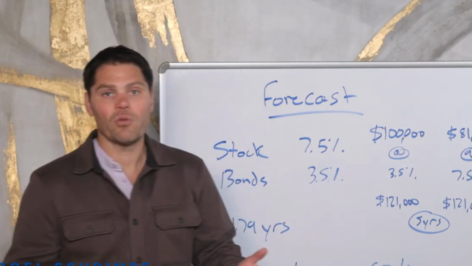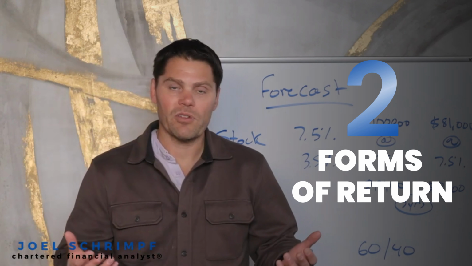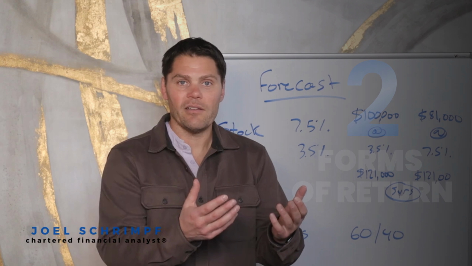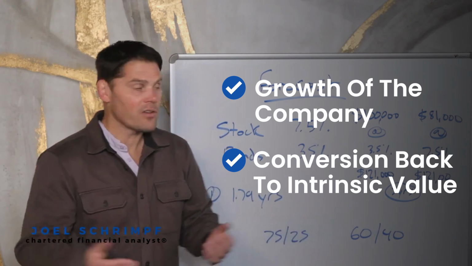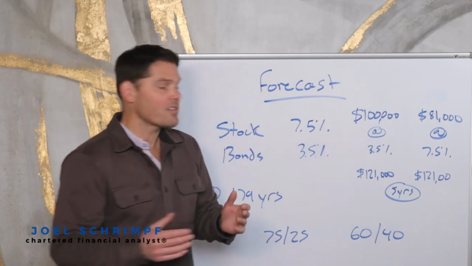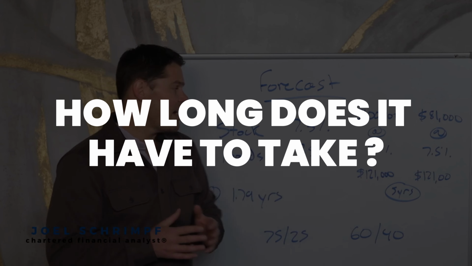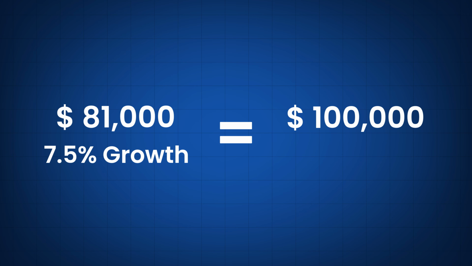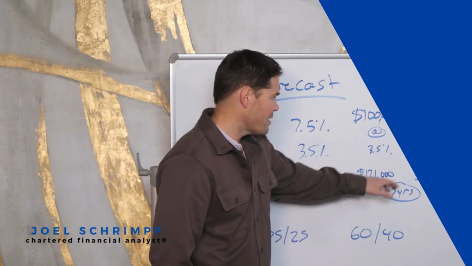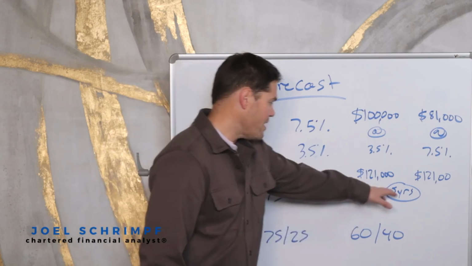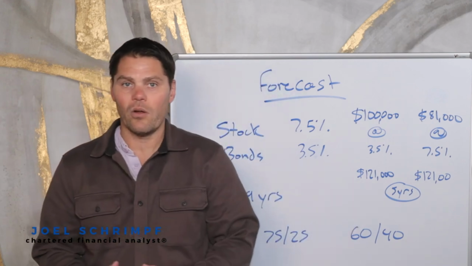But I want to understand, because we don't know when that's going to converge. We're using a simple rule that stocks have 2 forms of return: the return on the growth of the company, and then the conversion back to intrinsic value, which I've got other videos on. But we don't know where we're going to turn, so I want to see how long it has to take before that $81,000 at 7.5% growth is going to equal the $100,000 at 3.5%, which is the risk-free. And it converges at $121,000 because the 81 is growing faster, and that would be in about 5 years. It's a little over 5 years.